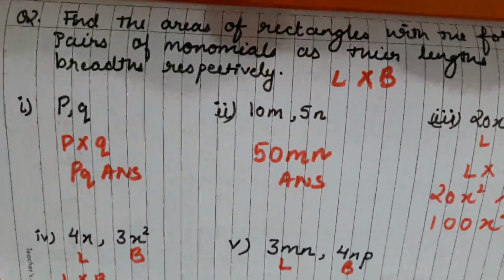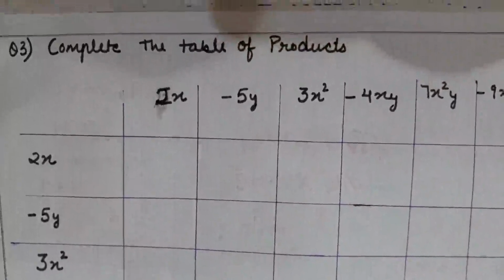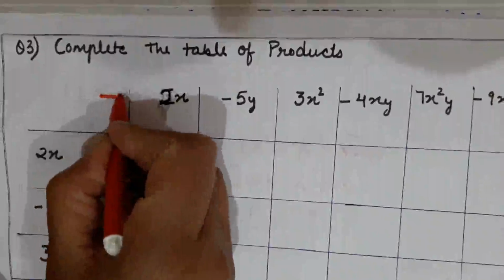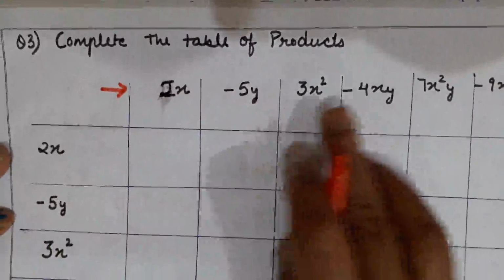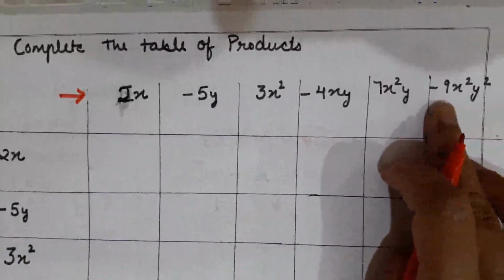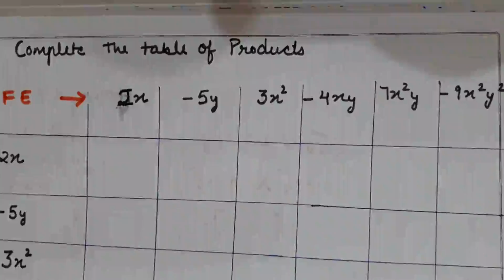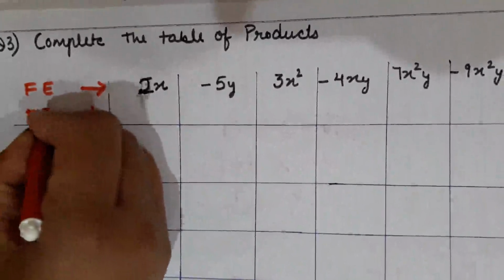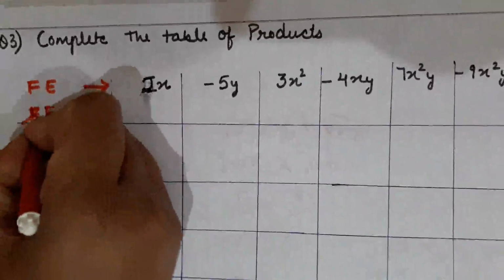So let's move to the question number 3. Now children, in question number 3 you are given one table and you have to complete this table. So if you are concentrating on this row, this side, 2x minus 5y, 3x square minus 4xy, 7x square y minus 9x square y square. So this is the row of first expression, and in the downward direction you are having expression 2, the second expression.